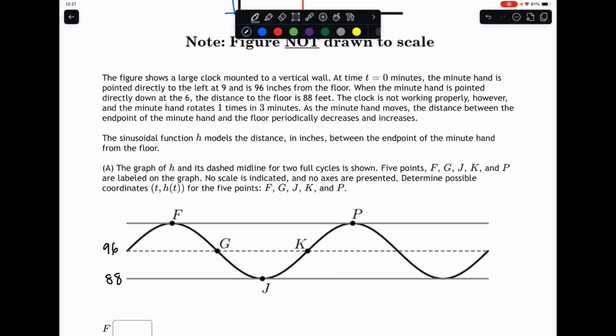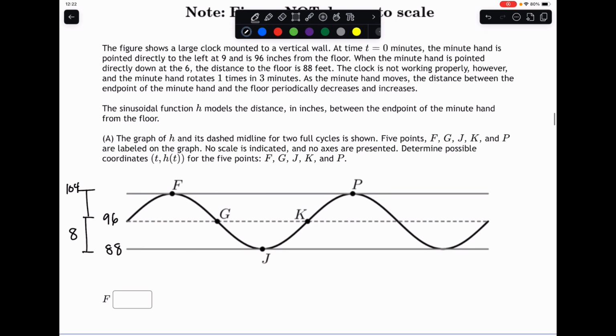We can figure out what the maximum here is, because the distance between the midline to the min and the midline to the max has to be the same. Since this is a distance of 8, that means adding 8 from the midline to go up would end up being a total of 104. So we have our y values. All we now need to do is figure out our x values.